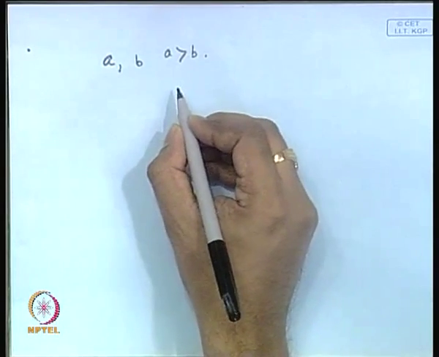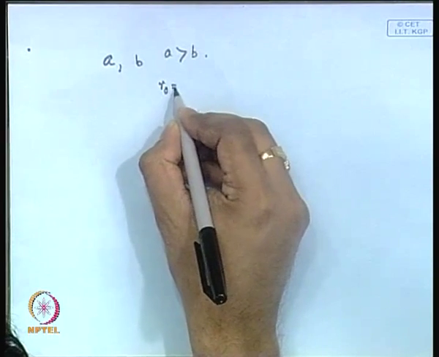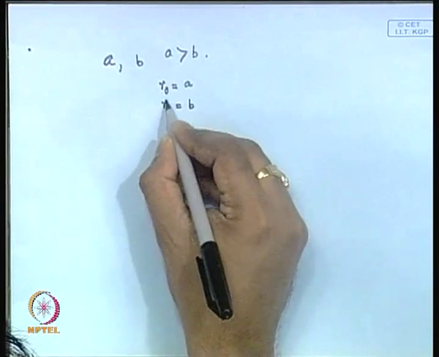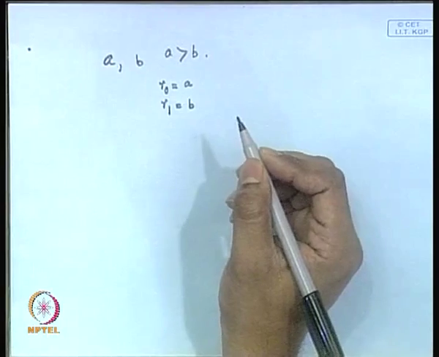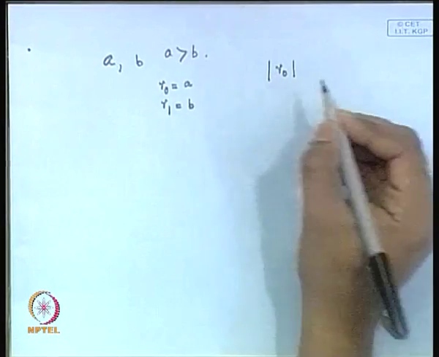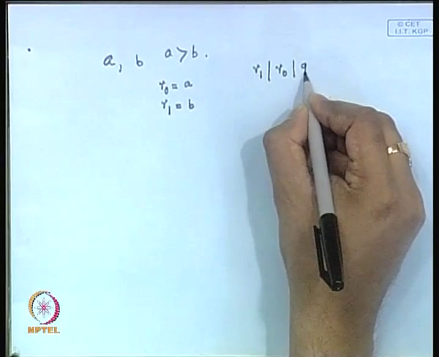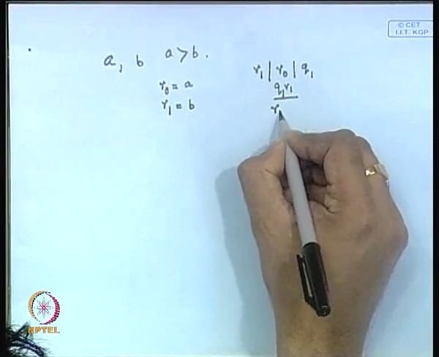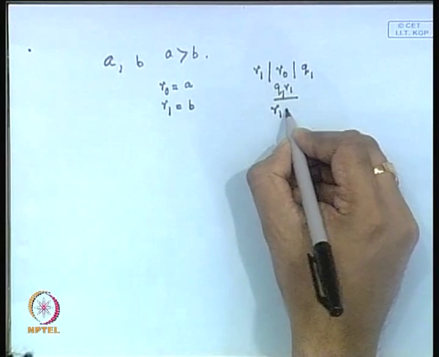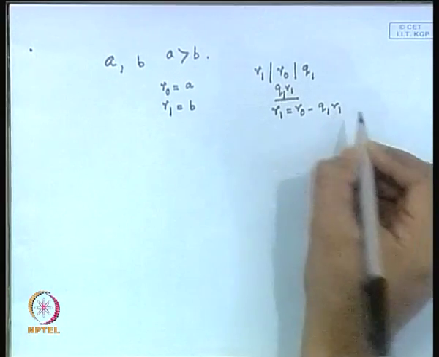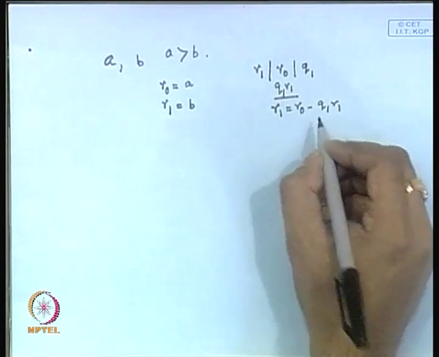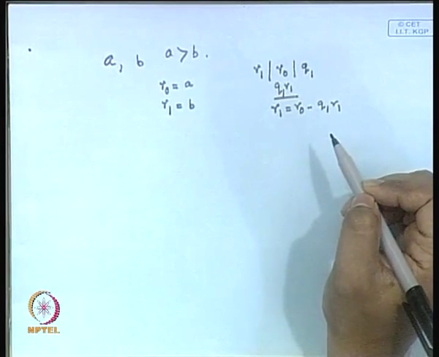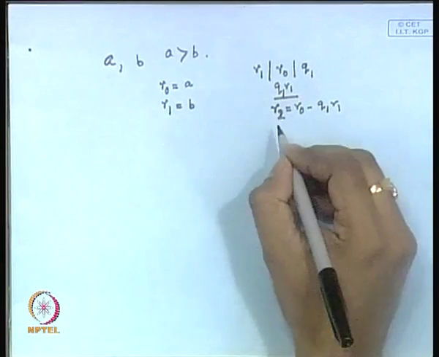Typically, you take A and store it in a variable called R0, and you take B and store it in a variable called R1. Then you start dividing R0 by R1, and you obtain a quotient called Q1. The remainder you get, which I denote by R2, is R0 minus Q1 R1. So, this is the remainder.